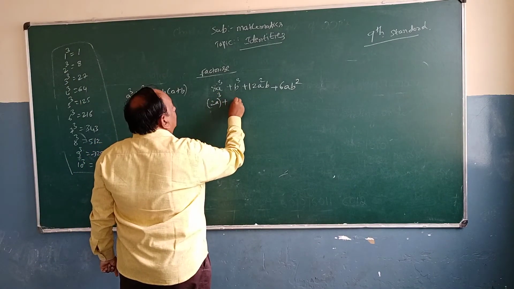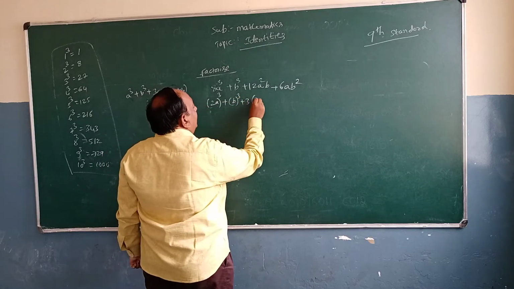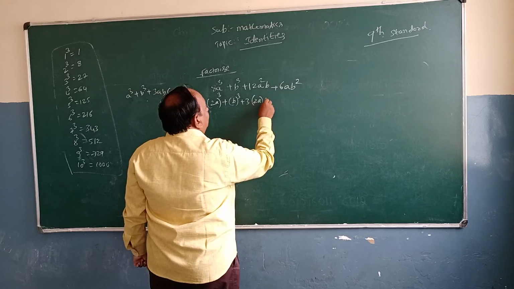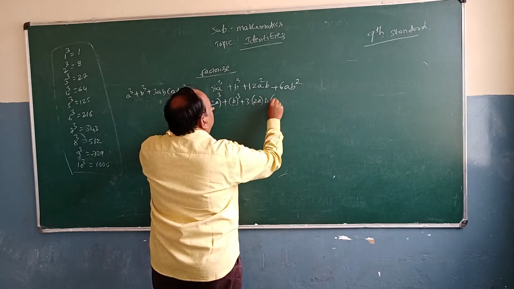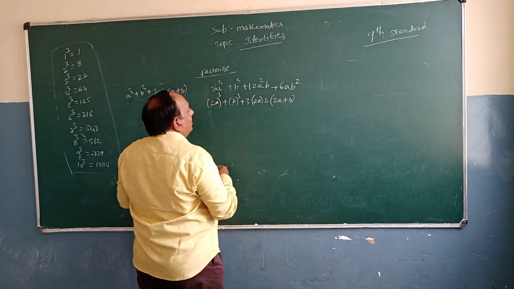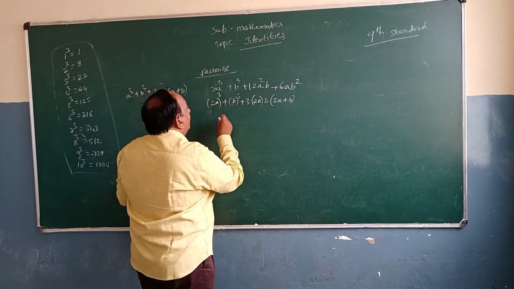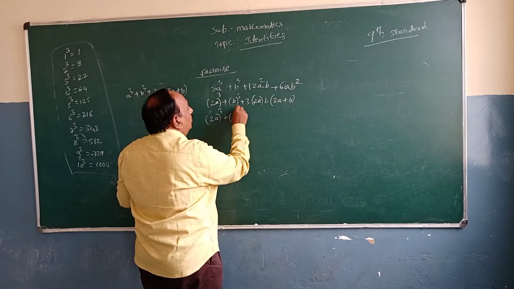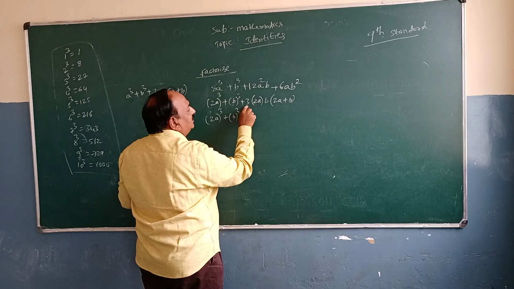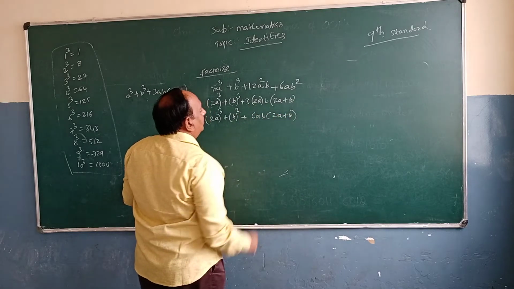The cube root of b cube is b whole cube, plus 3 into what is a? 2a. What is b? b. And a plus b is 2a plus b. So 2a whole cube plus b whole cube plus 3 2s are 6ab into 2a plus b.